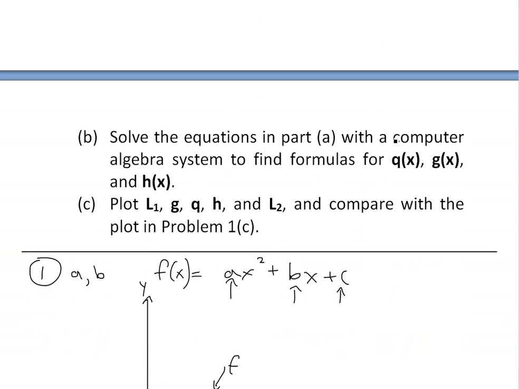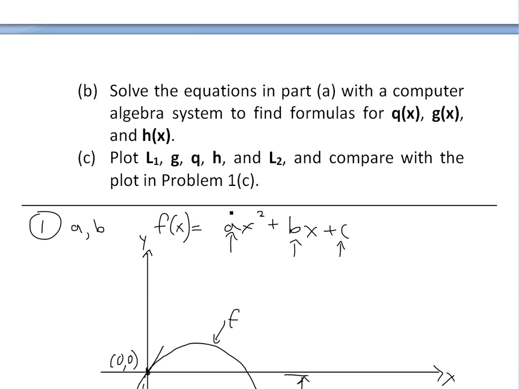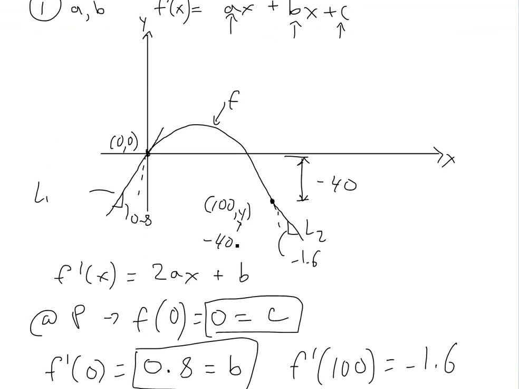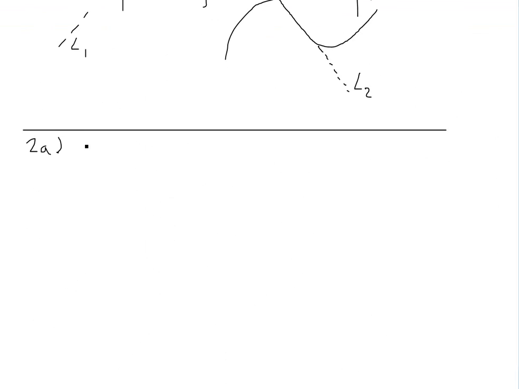And it basically says solve the equations from part A with the computer algebra system to find the formulas for Q, G, and H, and then plot these all together and compare with the problem in question 1. So now question 2A is basically finding the system of equations. So first let's make a table, like what the calculus book has. So you'll have a table.